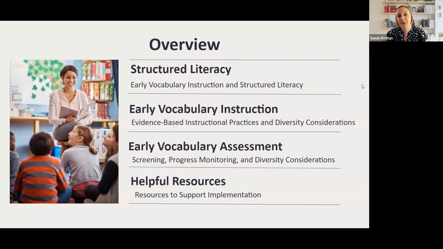We'll also talk a little bit about vocabulary assessment, what kind of assessments are out there currently, what kinds of assessments you could create to help you understand where your students are based on classroom instruction. For both of those, we'll also talk about some diversity considerations. And then we'll finish up by sharing some helpful resources that will allow you to use what we talk about today in your classrooms without having to reinvent the wheel. So there's a lot of things out there that can help make things easier.